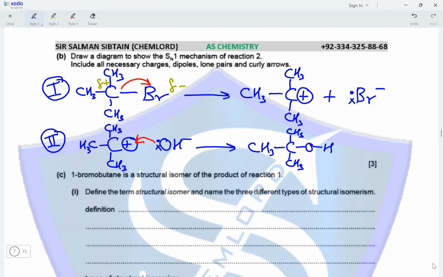And this is how the SN1 reaction mechanism producing the alcohol from the halogenoalkane occurs. 1-bromobutane is a structural isomer of the product of reaction 1. Define the term structural isomer and name the three different types of structural isomerism.